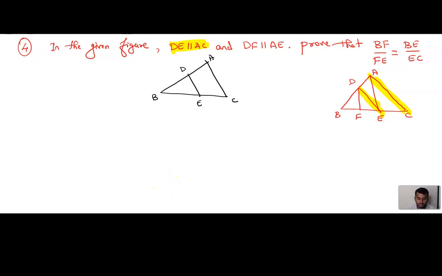Come back to the next case. What is the next case? DF is parallel to AE. Where is DF? Here. Where is AE? Here. Correct? So shall we draw DF? This is my DF line. This is my AE line. Okay, it's joining here. I'll draw a little bit separately. I'll draw here.